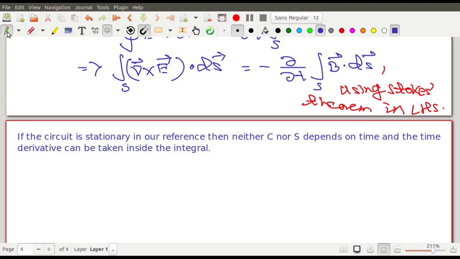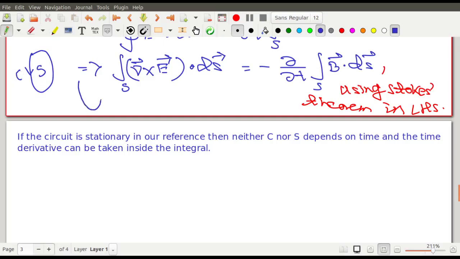The circuit that I have is stationary in our reference. This means that this is the circuit, this is S and this one is C. Now neither C nor S is changing with time. C changing with time means the circuit is here, but after some time the circuit comes over here. S is fixed, the surface area is fixed, but the position of C has changed. S changing means the circuit can become smaller and bigger in size. Suppose the circuit which was initially like this has now become this. This is now the circuit, right?